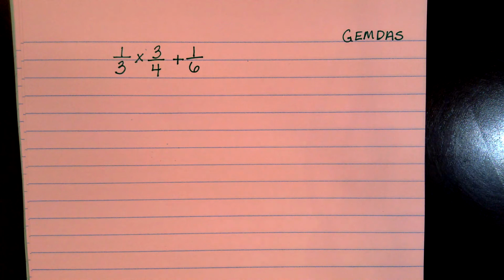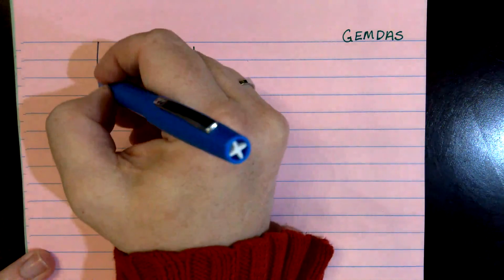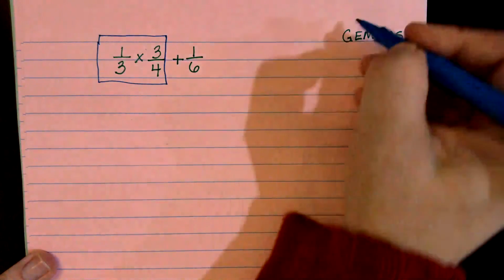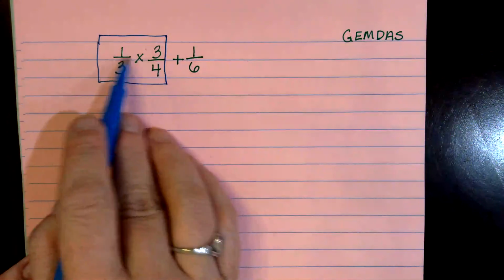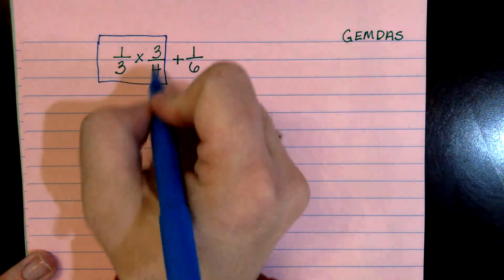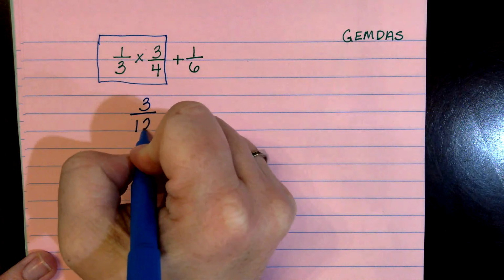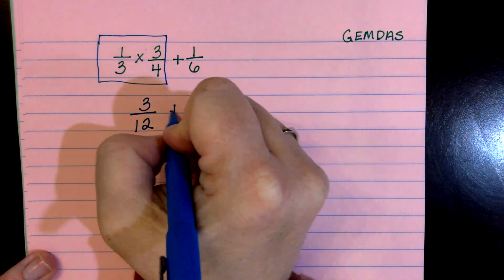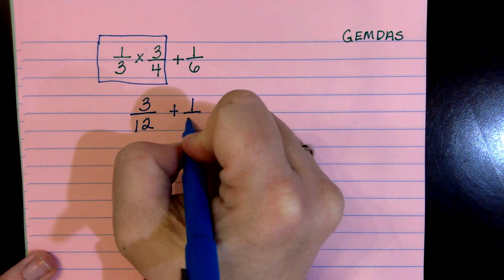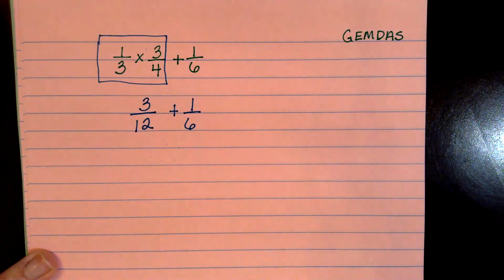All right, I know that I can do my multiplication with my fractions very quickly because I don't have to change the denominators. So I don't have any groupings. I'm making my own grouping for the multiplication and division. So I'm going to multiply these fractions, and I'm going to get 1 times 3 is 3, and 3 times 4 is 12. And then I'm going to bring down the rest of my expression. So then I get 3/12 plus 1/6.